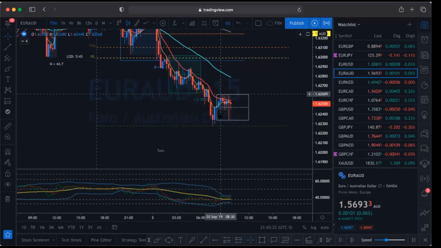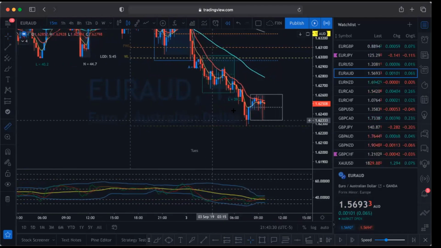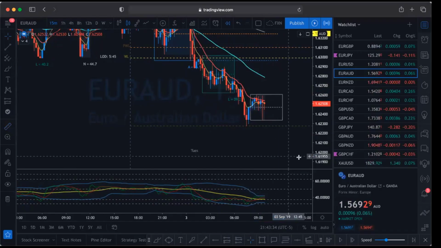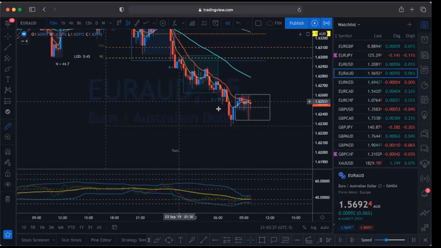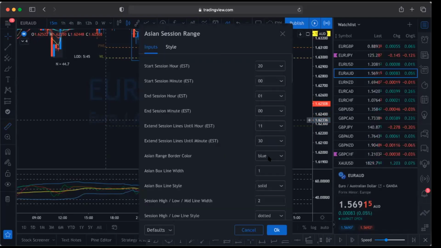I might be thinking of a reversal here, but I'd have to get... How close are we to the 50? 26 pips. So this is, yeah, it's not going to be worth it.